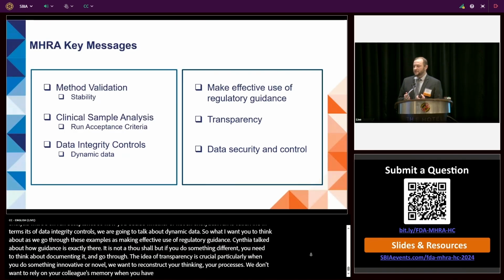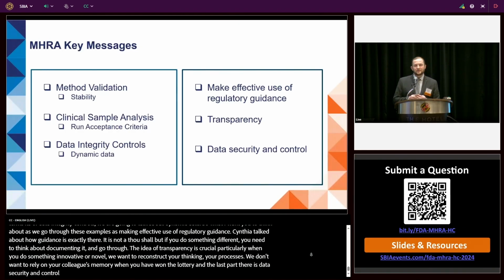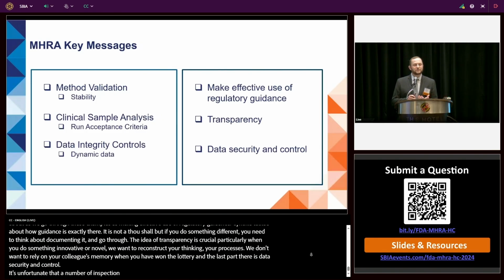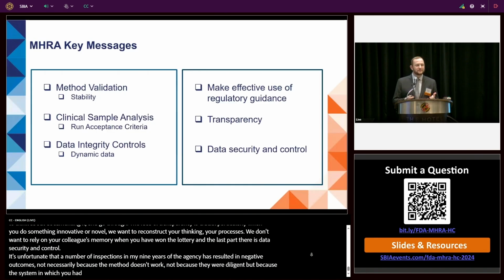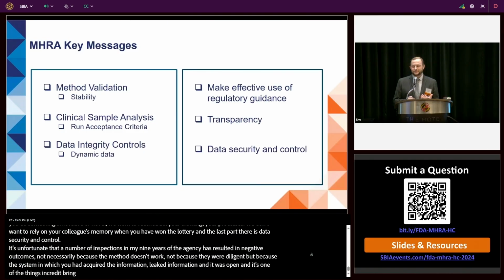And the last part there is data security and control. It is unfortunate that a number of inspections in my 9 years at the agency have resulted in negative outcomes, not necessarily because the method doesn't work, not necessarily because they weren't diligent, but because the system in which you acquired the information was open to abuse. And it's one of the things that is incredibly frustrating as an inspector.